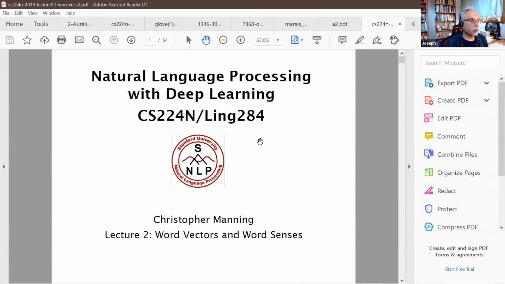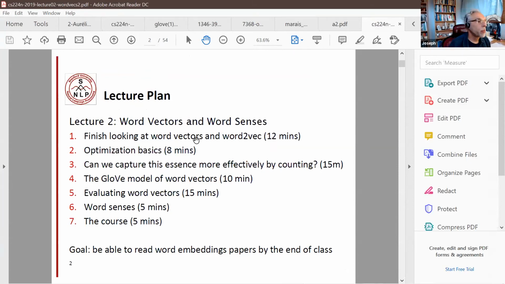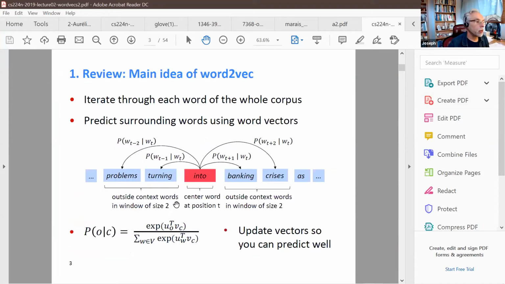These are the slides that he went through in the video, and this is what we really need to get through. He organizes it very well as usual: optimization basics, counting words, the GloVe model that, again, he invented, evaluating word vectors, and then using them for word senses. This is like a recommendation, or like you ask whether a movie review is positive or negative. That's what they mean by word sense. And then another bit about the course. So let's try to get through all of this stuff.